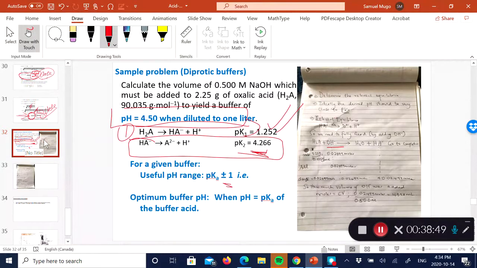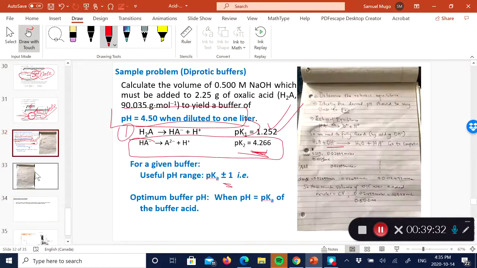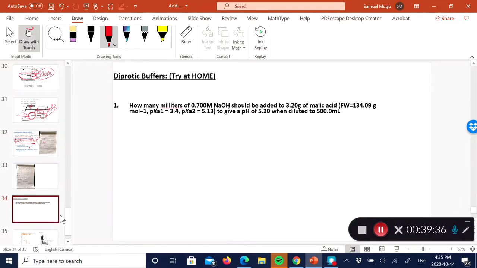And I hope it's fairly clear how we did that problem. So you guys at home, try to solve a problem very similar to the one I've just talked about. You've got malic acid, again a diprotic acid, and you are required to make a buffer of pH 5.2 by adding sodium hydroxide, reacting it with malic acid to make malate, which is a conjugate base. So the question is, how much volume of this base do you need to add to malic acid to make that buffer? Again, it's very similar to the problem I've just solved. So solve that problem, and it's fairly important for your midterm as well.